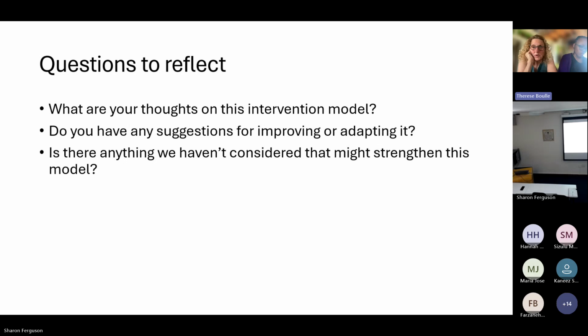So yes, I think working with the staff is definitely part of what we need to consider and do.